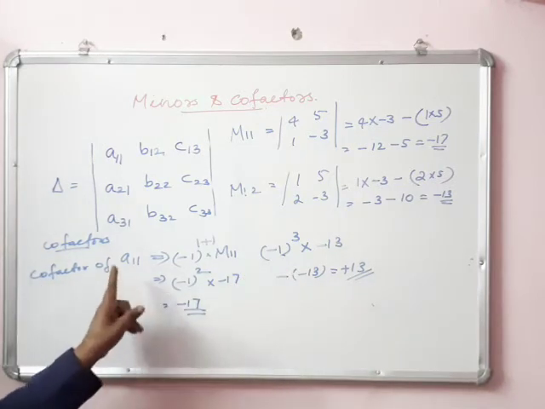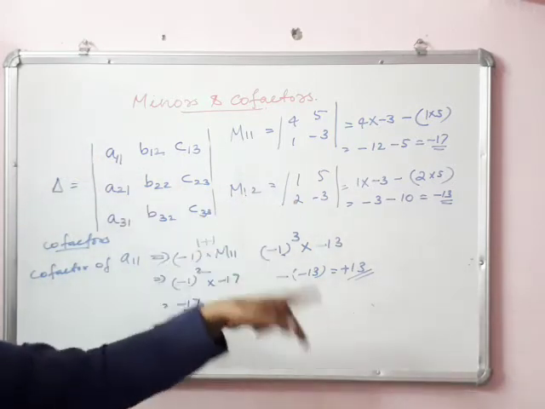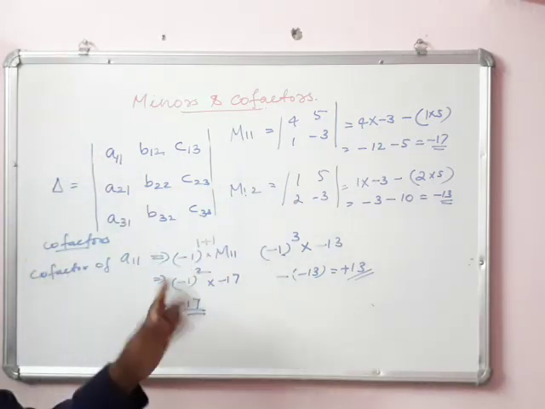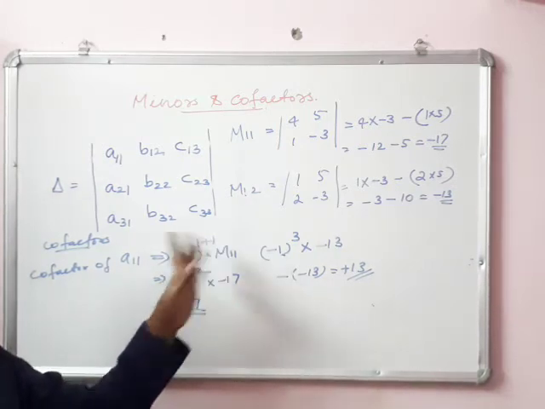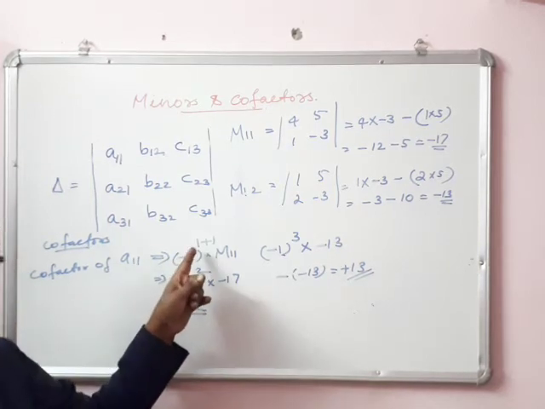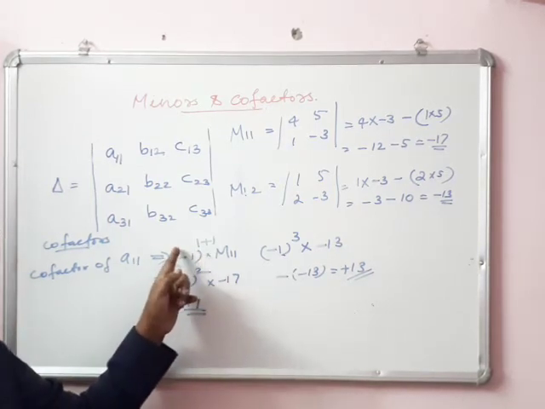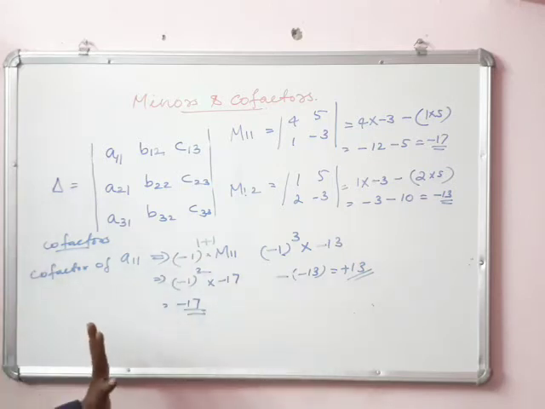In the case of a minor, how do we find it? We just avoid that row and column. But in the cofactor, we consider the value of minus 1 raised to 1 plus 1. The common formula is minus 1 raised to i plus j, where i is the row and j is the column. So do it carefully.